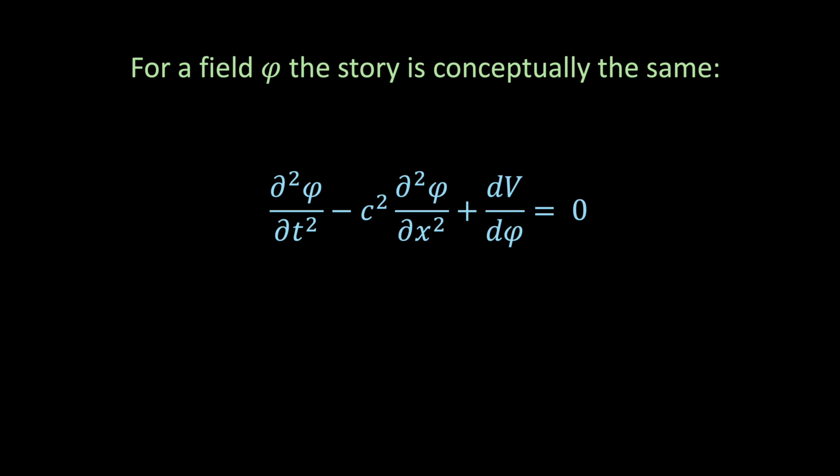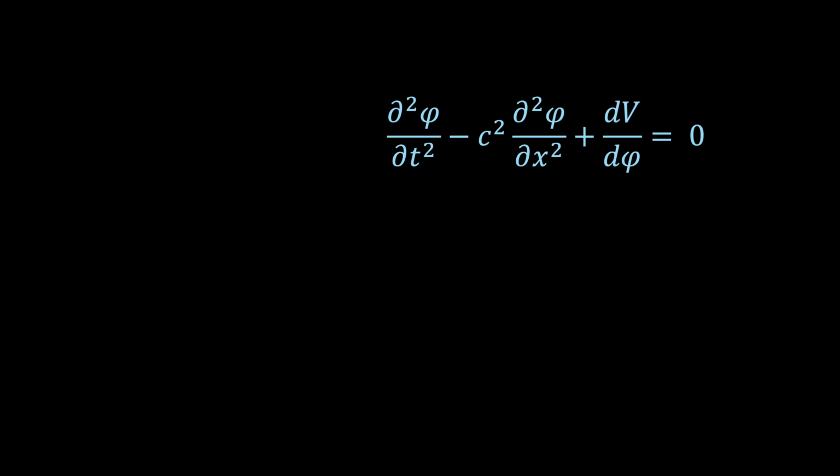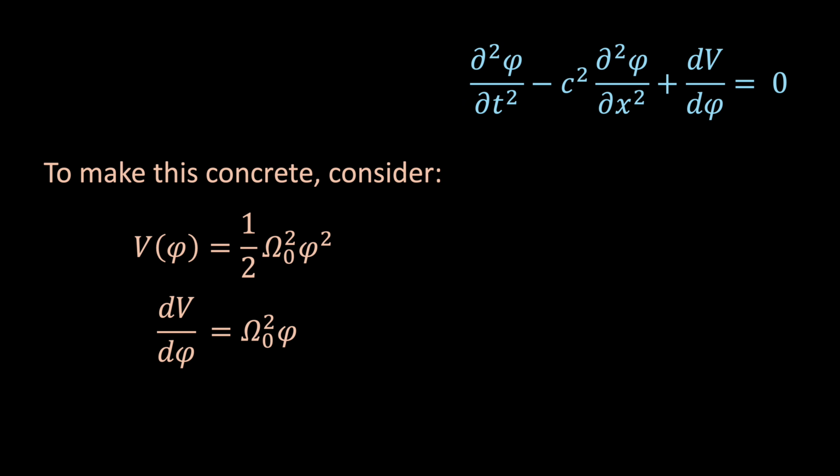Now, for a field phi, the story is conceptually the same, except we don't talk about a literal force on a mass. Instead, the equation of motion contains a restoring term that comes from the gradient of a potential function, V of phi. To make this concrete, let's look at a simple quadratic potential function, half omega naught squared phi squared, which mirrors the quadratic potential function for an oscillating spring. If we then differentiate this with respect to phi, we find omega naught squared phi.